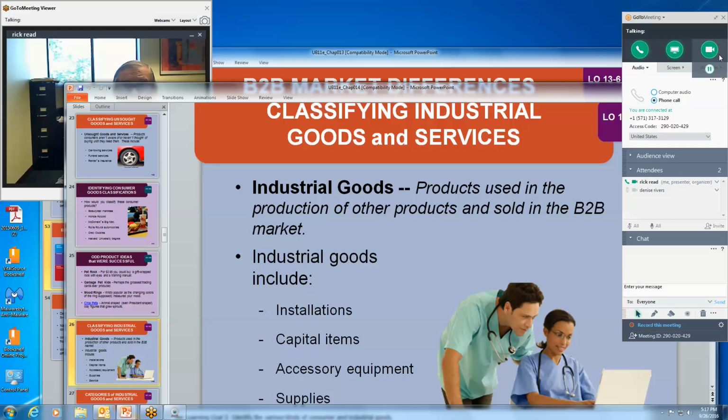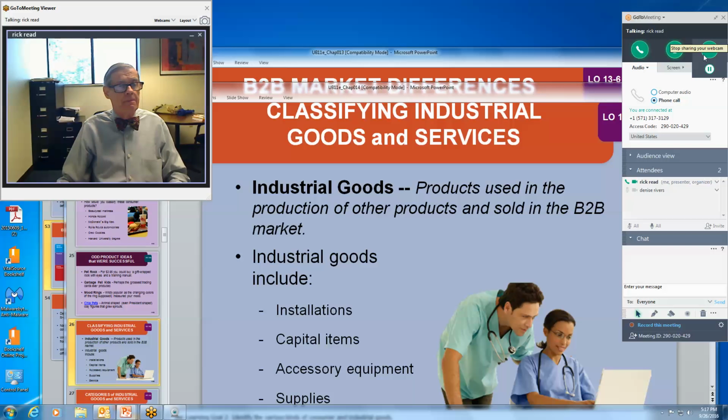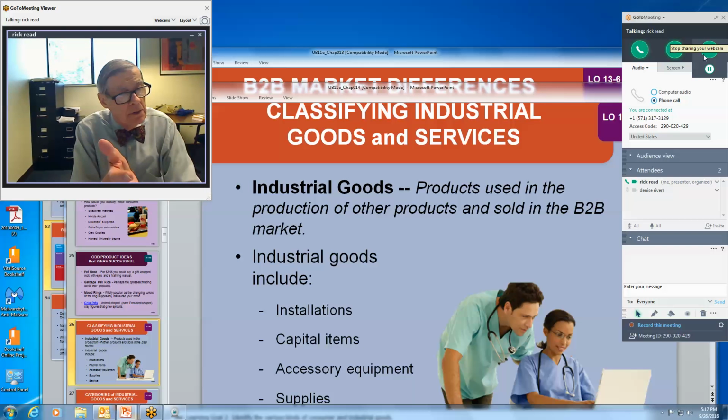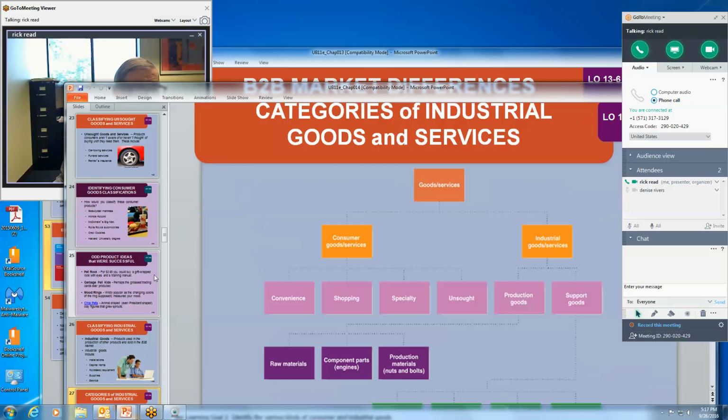Now, industrial goods, again, a little bit different. These are things we're going to find in the business-to-business market. And notice what these include. Capital items would be machinery and things of that nature. Supplies, accessory equipment. Something we're not going to find in other areas.